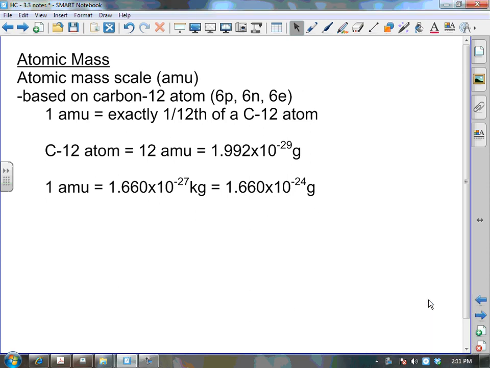In this part of the video lesson, we are going to talk about atomic mass. An atomic mass is the standard in which we represent the masses of elements and their corresponding atoms. So first of all, atomic mass. Sometimes we'll also refer to this as the relative atomic mass.